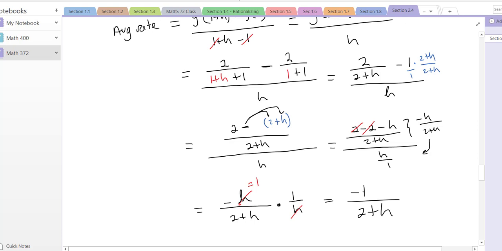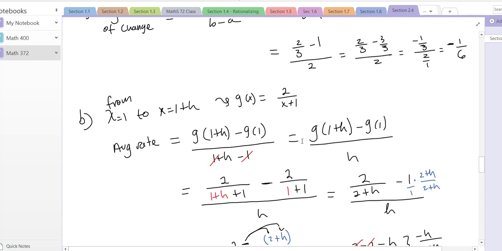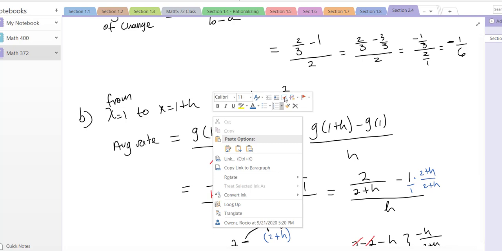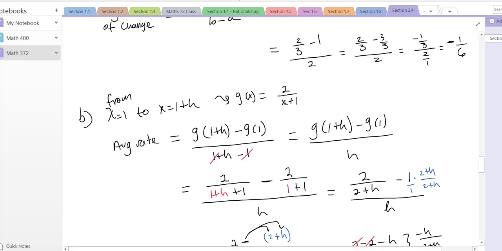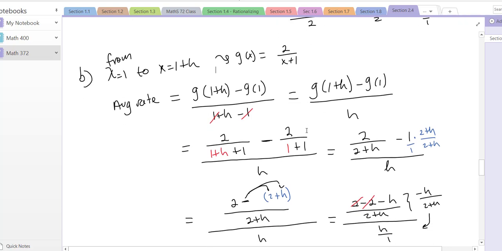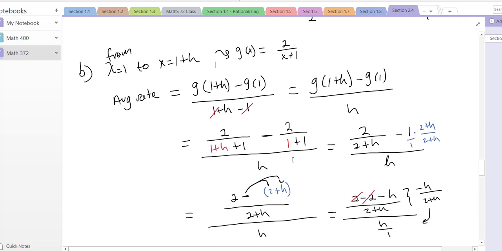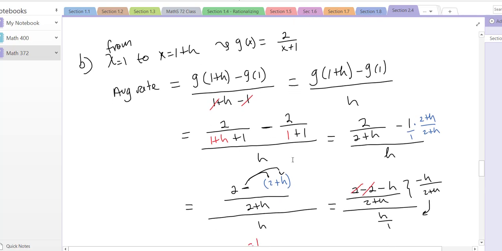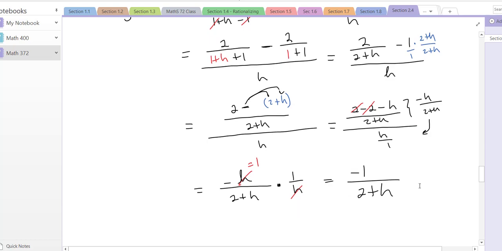So notice that we also get a negative slope. So that means that this function must be decreasing on that interval from 1 to 1 plus h. And so if you have a graphing calculator, you could try to graph what 2 over x plus 1 looks like and see what the function is doing around 1. But it appears that it would be decreasing. So that's our average rate of change.